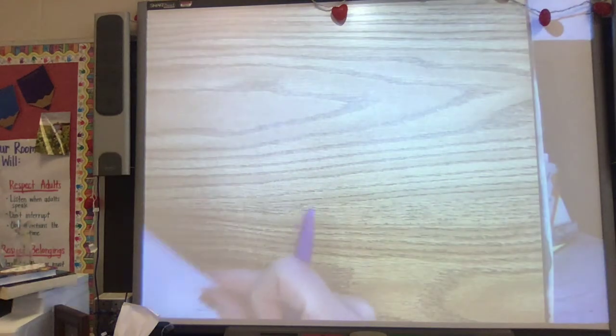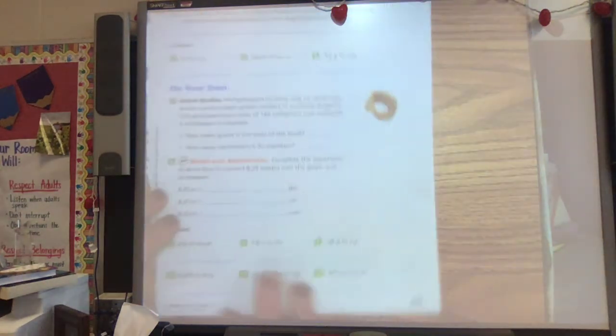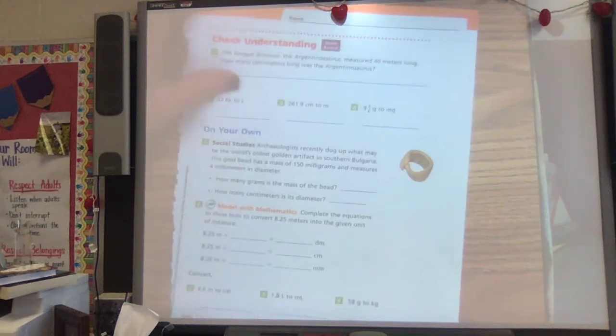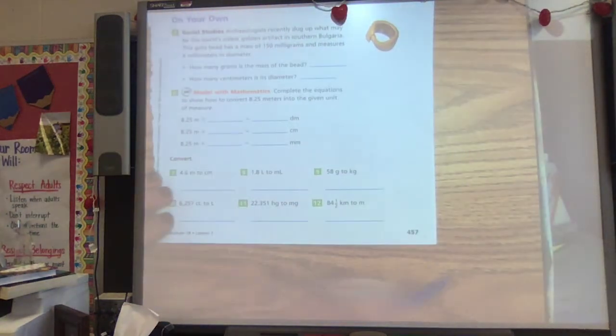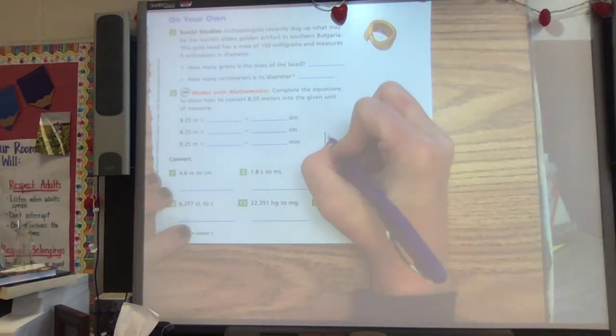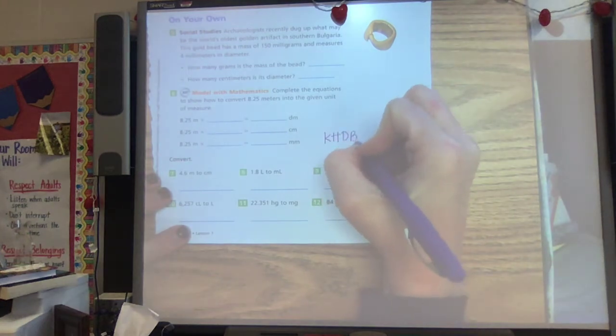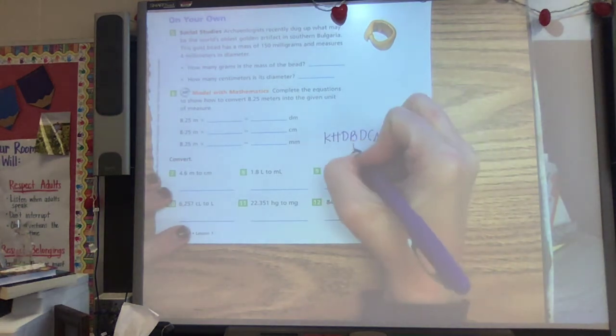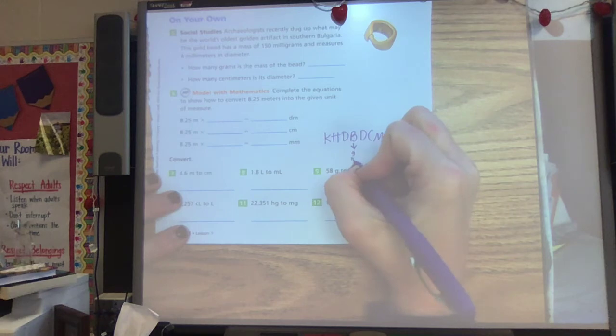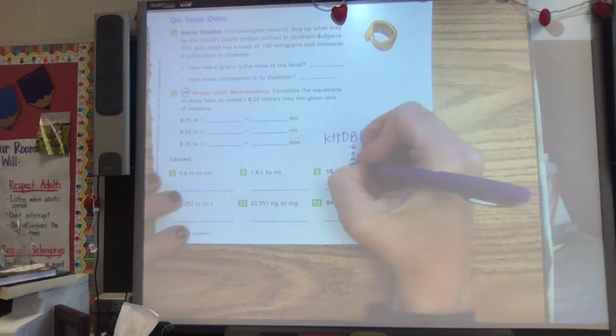All right, let's look at page 457 and let's go on down to the bottom here where we're seeing lots of different values. So I'm going to write King Hector. And I'm remembering my base, my gram, meter, liter is always right here in the middle.